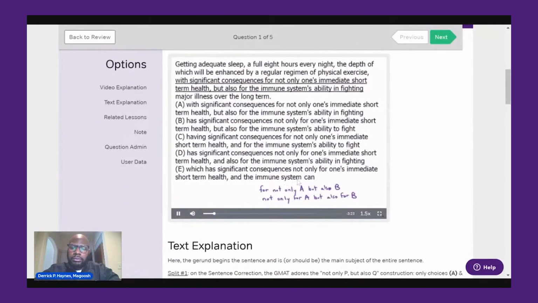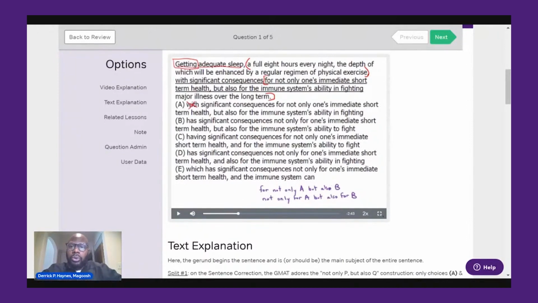Let's go back to the original sentence to see if we can figure out the overall structure. We have this gerund right at the beginning, getting, this gerund phrase, getting adequate sleep. That is the subject of the sentence. And we have all this modifier happening. And then we get to the underline, and notice that in the original prompt here, getting with significant consequences, and then all of these are the consequences. So getting adequate sleep with significant consequences. That's the core of the underlying sentence here. There's no verb in that. That's not a complete sentence. And so we need a verb. So boom, right?